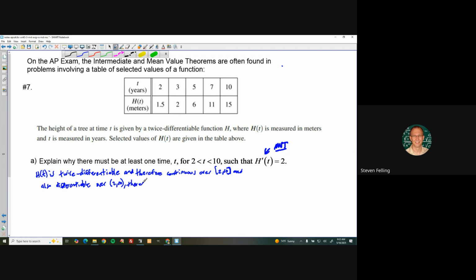Therefore, well, actually, before we say that, let's compute the average rate of change. So I'm going to use symbols for that. H of, let's see, the top of the interval is 10. H of 10 minus h of 2 over 10 minus 2 is, h of 10 is 15 from the table, h of 2 is 1.5, and then 10 minus 2 is 8. That is, wait a second.